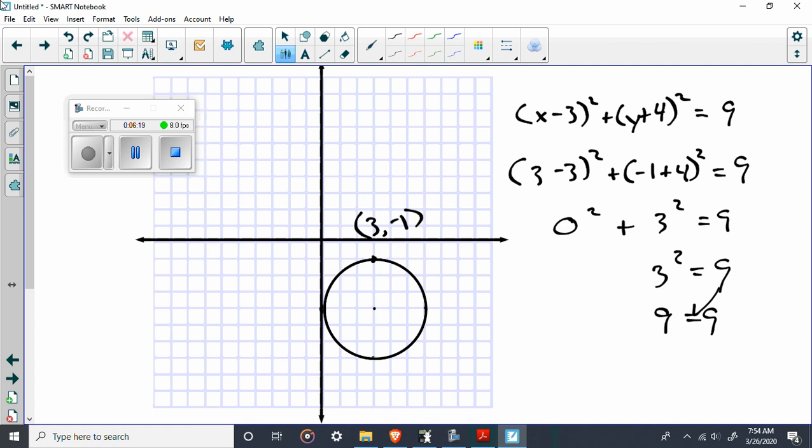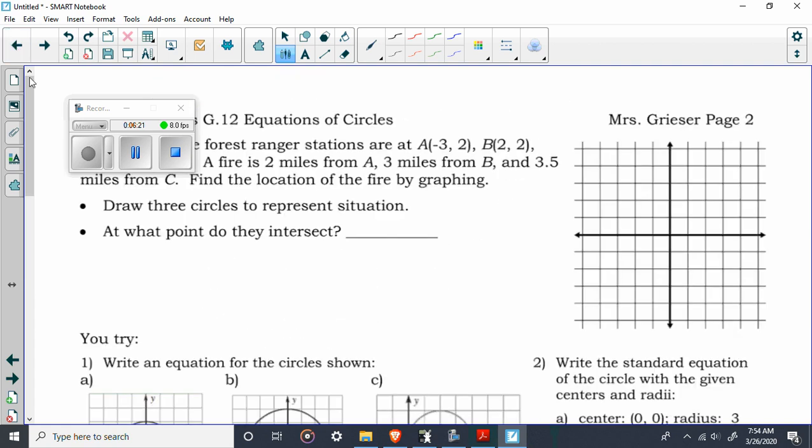Okay, so on the sheet that we were working on yesterday, there was a question that has to do with forest ranger stations. This is how cell phone towers work. Allegedly, I don't really know too much about cell phone towers, but it's triangulation.